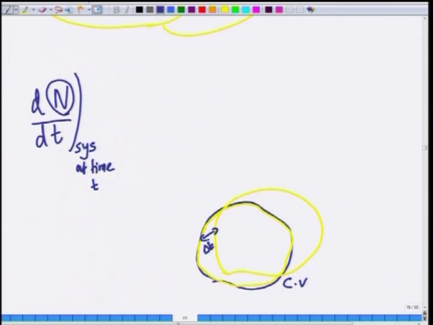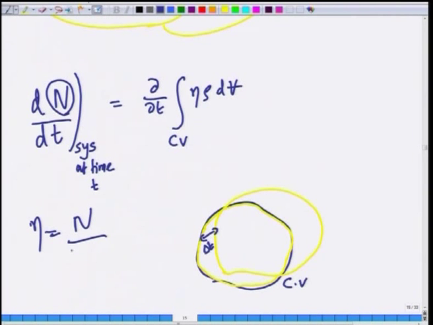This, for example, is an exaggerated version. After time delta t, the system would have moved elsewhere, is equal to the local rate of change present in the control volume, so eta rho dV, where eta is N divided by mass, the specific quantity. For example, eta is 1 if N is mass itself, eta is just velocity if N is momentum, and eta is half v squared, for example, if N is kinetic energy, and so on. Plus, this is the local rate of change present in the control volume, plus the surface flux term.